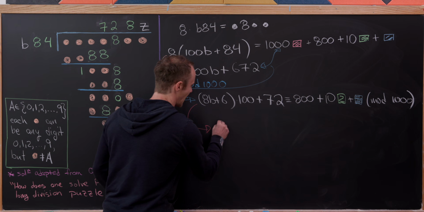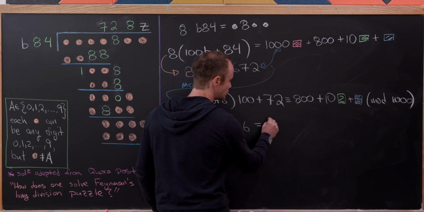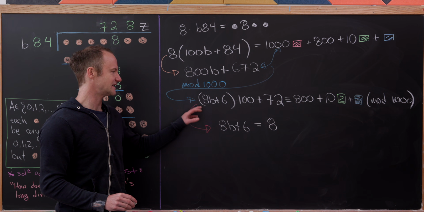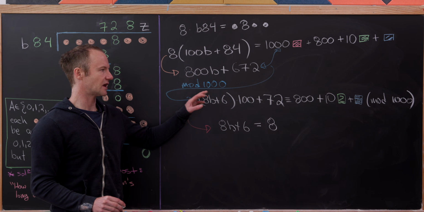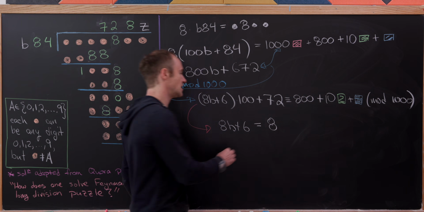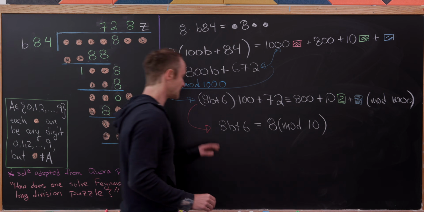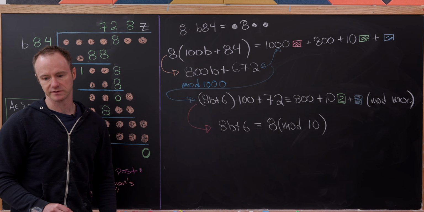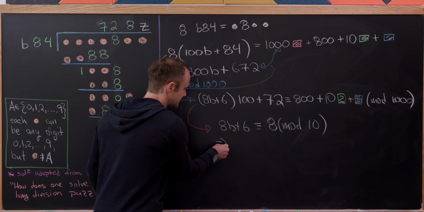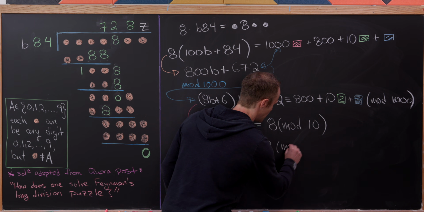So we'll have 8b plus 6 must be equal to 8. But that's not exactly true, because if we're extracting the hundreds digit and we're working mod 1000, then that means that our extraction is not an equation, but a congruence modulo 10. So we're left with the following congruence mod 10. But again, we can solve this. This will give us 8b is congruent to 2 mod 10.